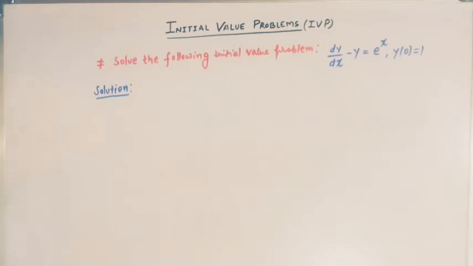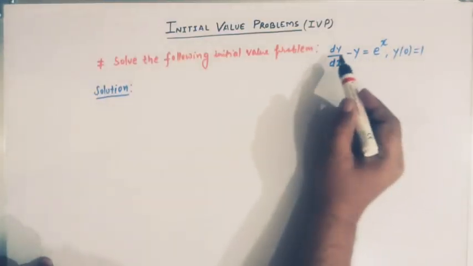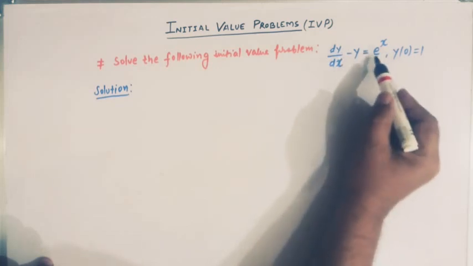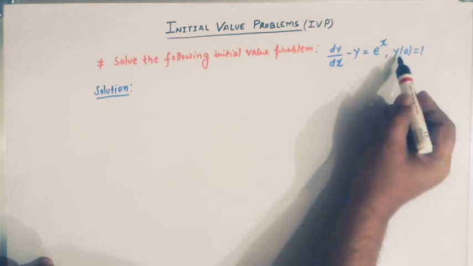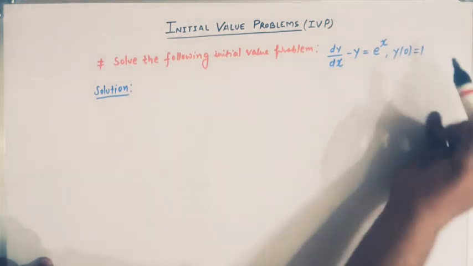Hello viewers, in today's class we are going to take up some more initial value problems in differential equations. So here we have the first problem, and the equation is given as dy over dx minus y is equal to e raised to x, and the condition is y of 0 is equal to 1.